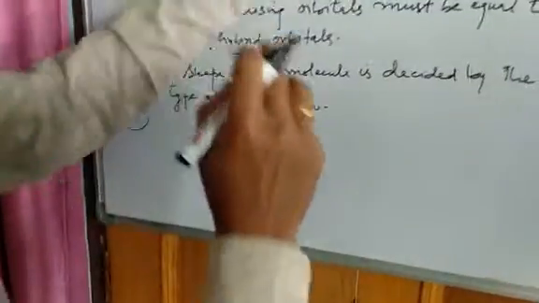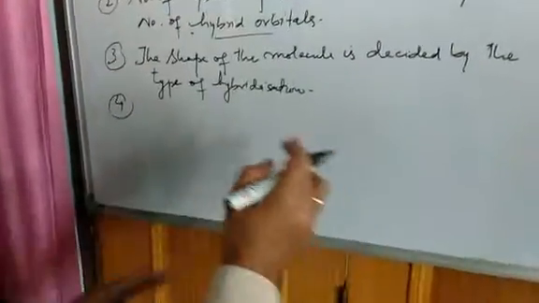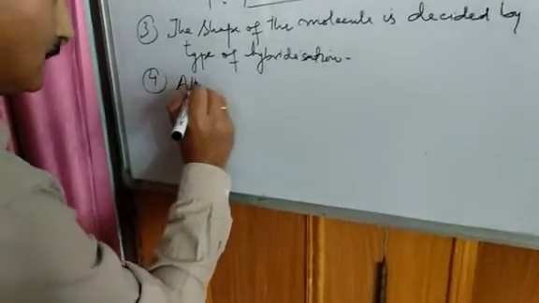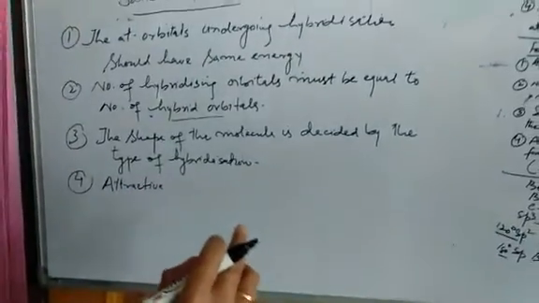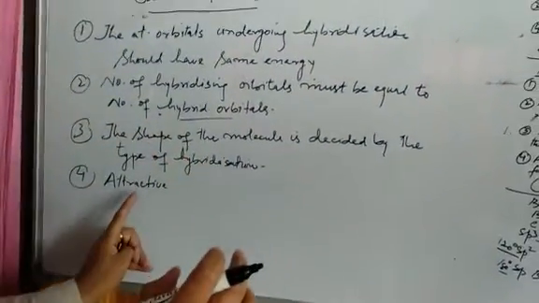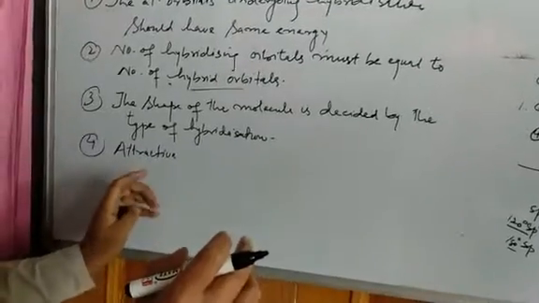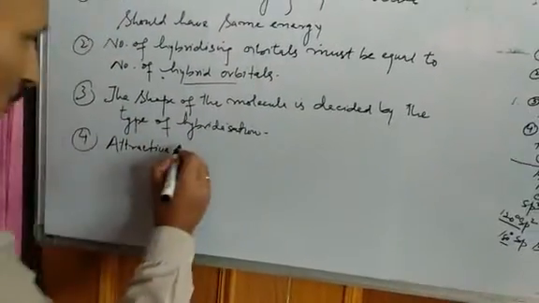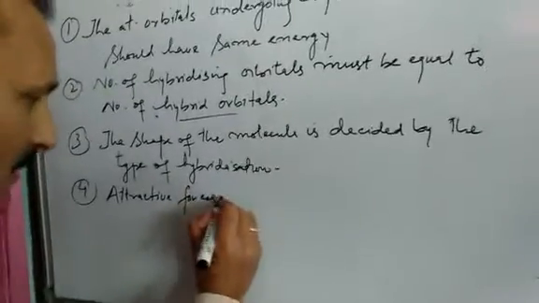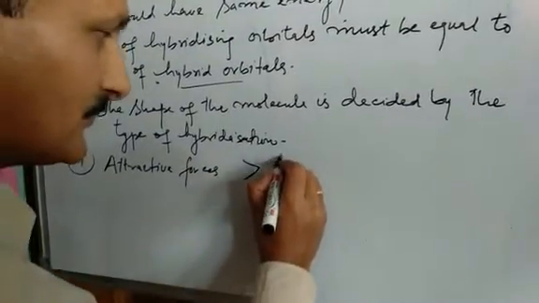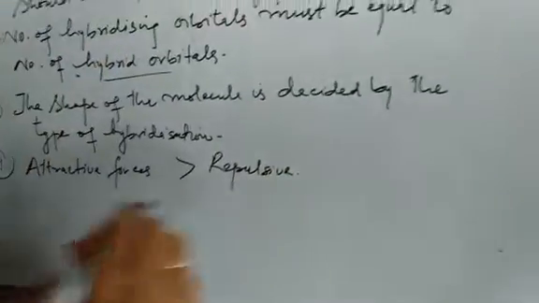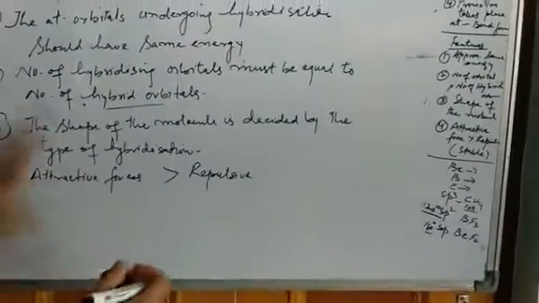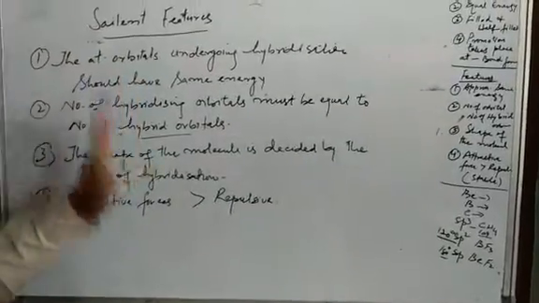Then when hybridization takes place, there are attractive forces, because when a bond is formed, two types of forces come into play, attractive and repulsive forces. For a stable bond, the attractive forces must be greater than the repulsive forces, so that a stable bond is formed. So these are some features of hybridization.